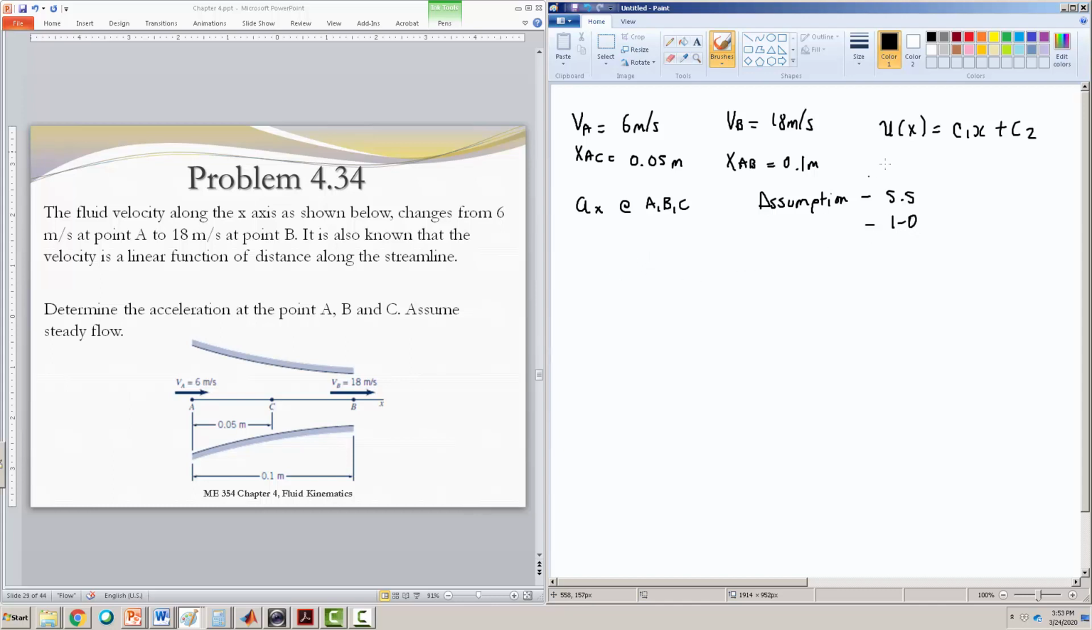So the first thing that we need to do is determine the constants, c1 and c2, to be able to determine the velocity profile. For that, we evaluate the velocity. We know that the velocity at position 0 is equal to 6 meters per second, and we simply substitute x equal to 0 into the equation. So it's c1 times 0 plus c2. By inspection, notice that c2 is equal to 6 meters per second.